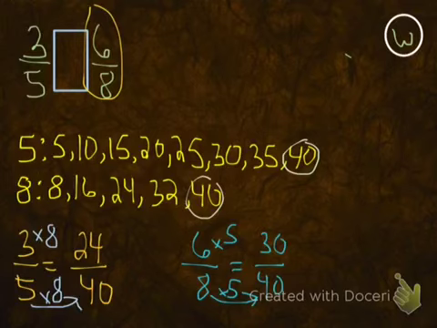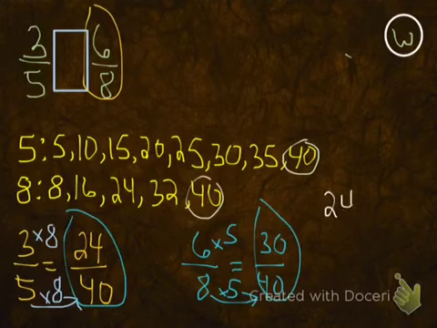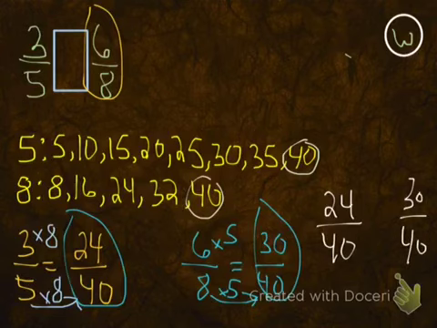Okay? Now we're at our last step. We're just simply comparing numerators. 24 over 40 compared to 30 over 40. If you want to write them side by side so you can see a little bit better. 24 over 40. 30 over 40. And 30 is bigger than 24. The denominator is the same. You can just look at the numerators.